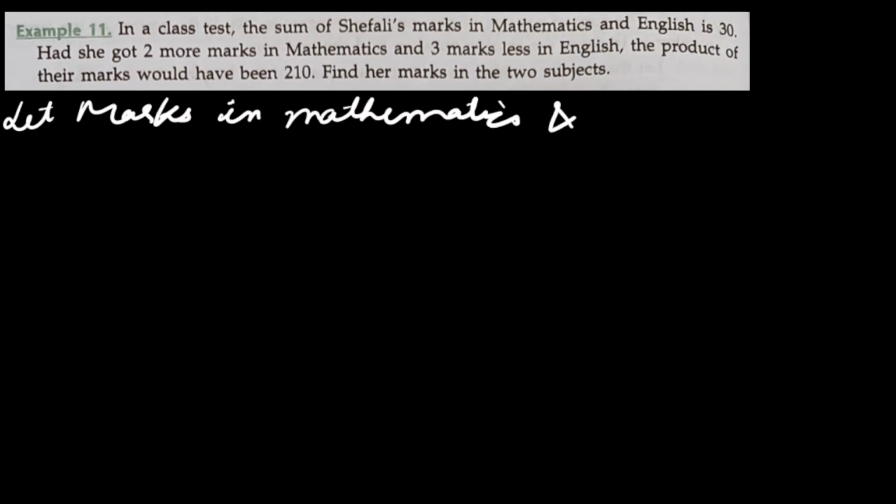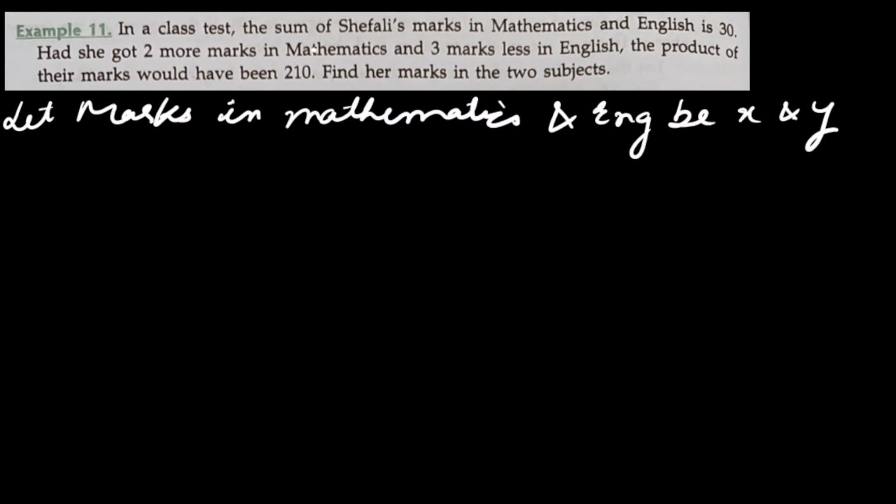So those things only we can assume. So what we have to assume, we have to find our marks in maths and English. So what we can do, we can assume. Let marks in mathematics and English be X and Y. I've just individually assumed one of the marks as X and the other one as Y.